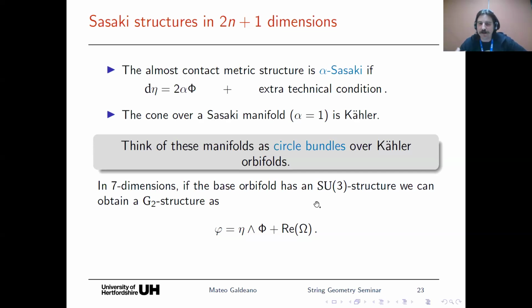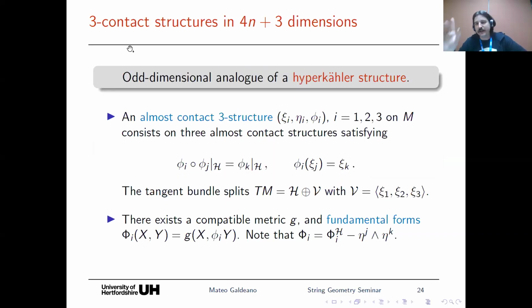And a very natural thing, if you have Kähler, you can go to hyperkähler. Here you can do exactly the same thing. And you can define 3-contact structures, which are the odd-dimensional analogs of hyperkähler structures. So now how does this work? You have 3 different almost contact structures, and you make them play together like the quaternions. So this is really like an odd-dimensional version of these hyperhermitian geometries that Beatrice was talking about last week, if you were around.